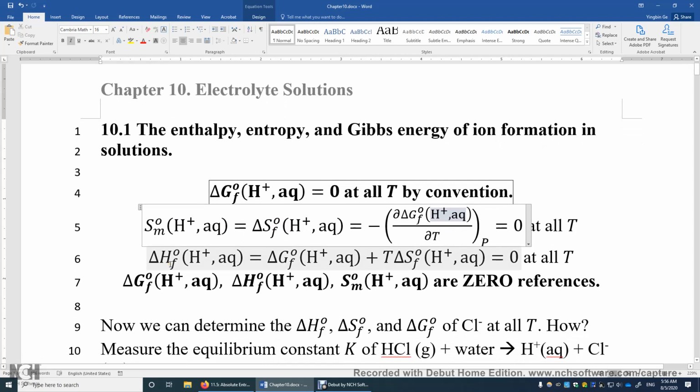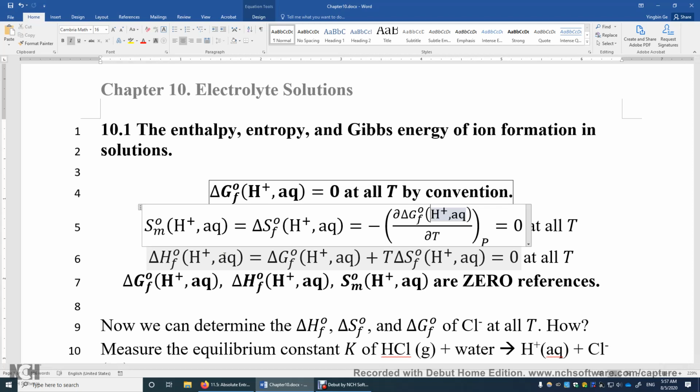To get the enthalpy of formation, H equals G plus TS. At any temperature, we have delta H equals delta G plus T delta S, and delta G is zero, delta S is zero, therefore delta H of formation, the enthalpy of formation of the solvated protons in the standard state, is zero at all temperatures. So in summary, the Gibbs energy of formation, the enthalpy of formation, and the molar entropy of the solvated protons in their standard state are used as the zero references.